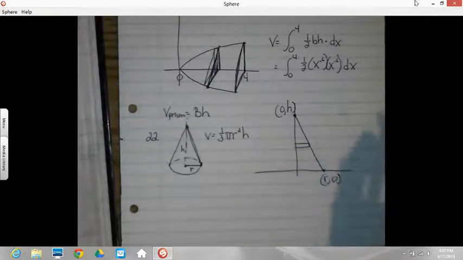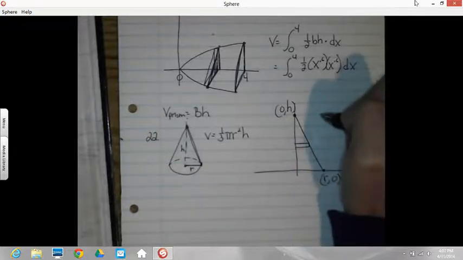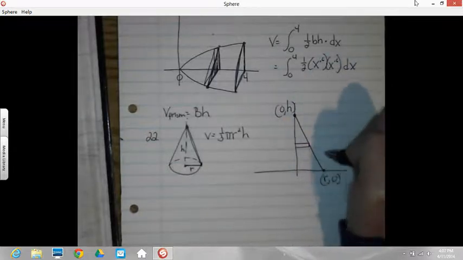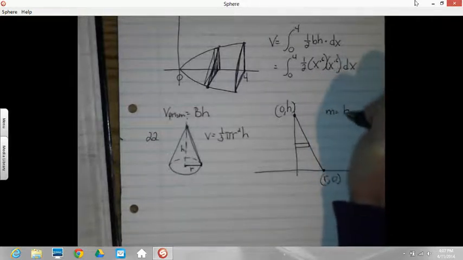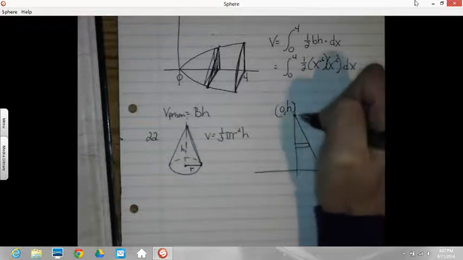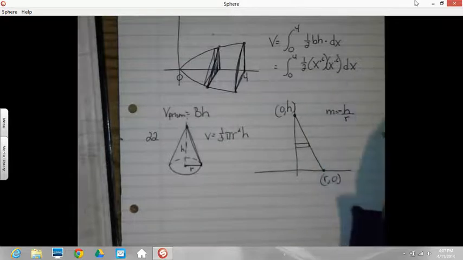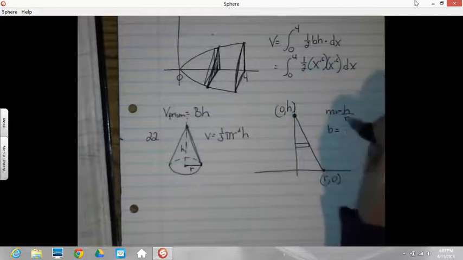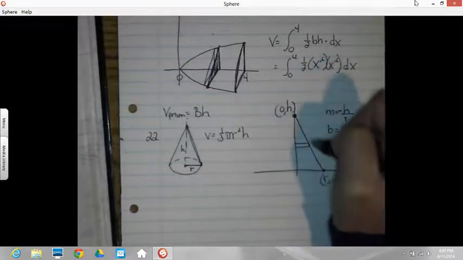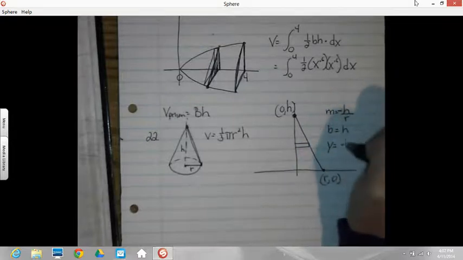To find the equation of a line, I need the slope. Slope is rise over run. I'm going to rise h units, and run in a negative direction r units. So negative h over r is the slope. The y-intercept is crossing at h. So the equation for that line is y equals my slope x plus the y-intercept.